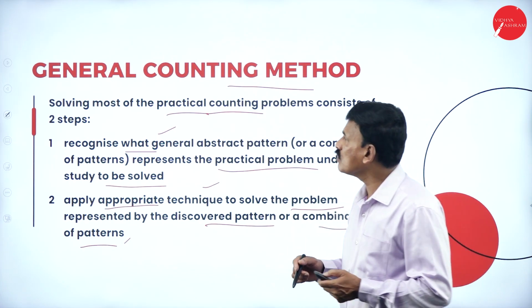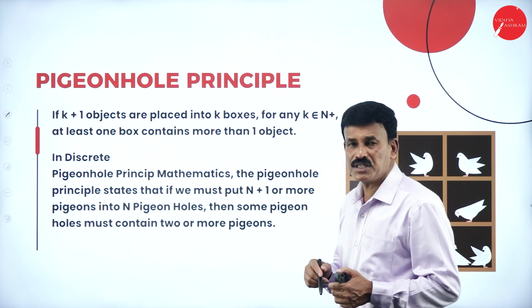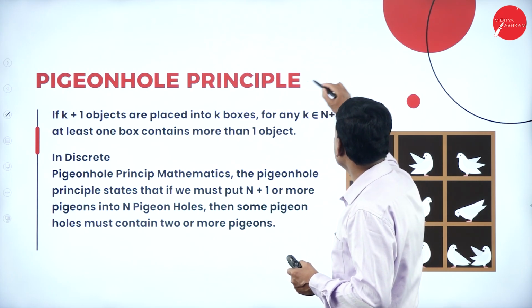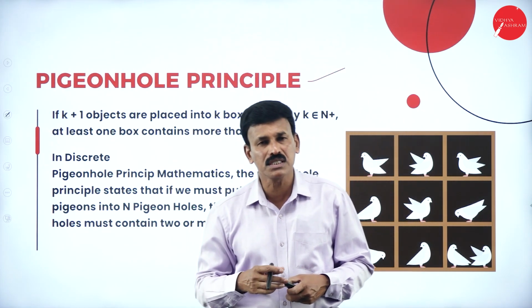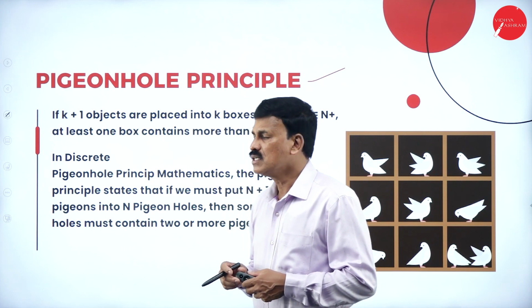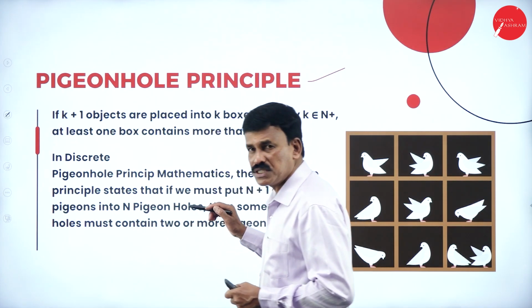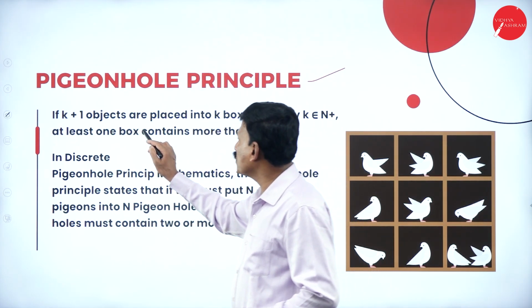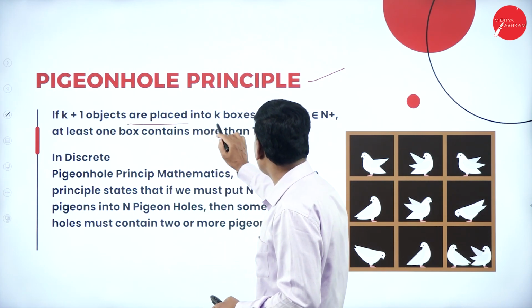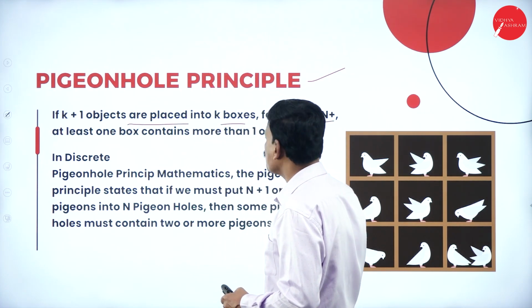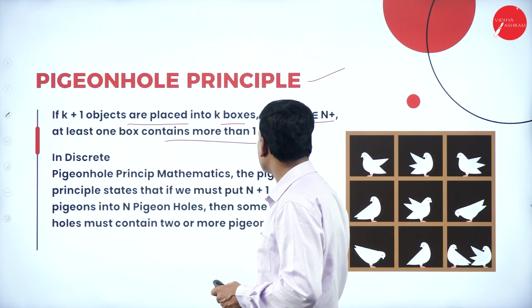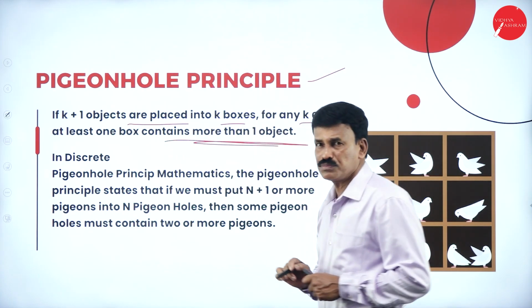Okay. Now let us come to the next very important concept, the pigeonhole principle. This is a very important concept. Now listen, what does the pigeonhole principle say? If k plus 1 objects are placed in k boxes, for any k belonging to the positive integers, at least one box contains more than one object.